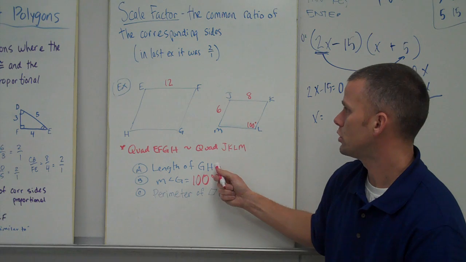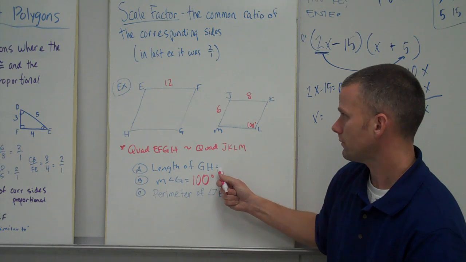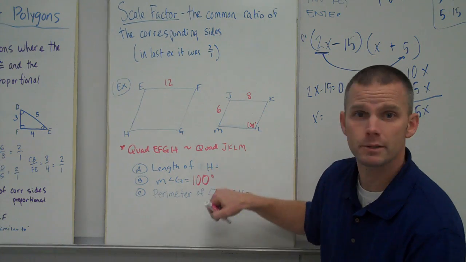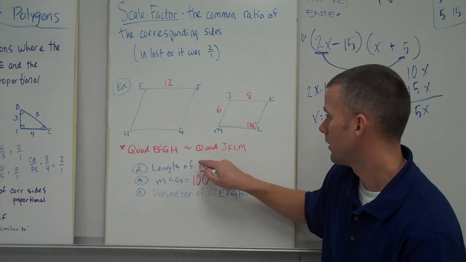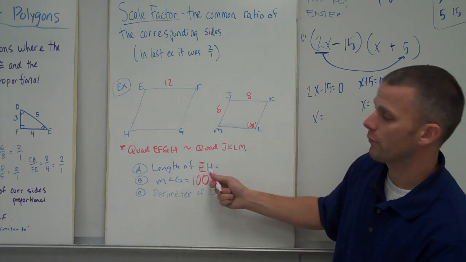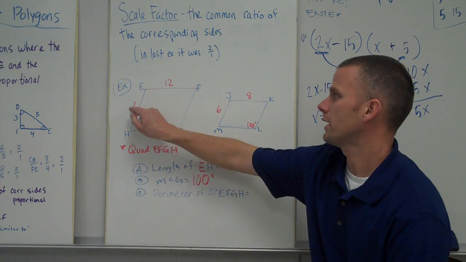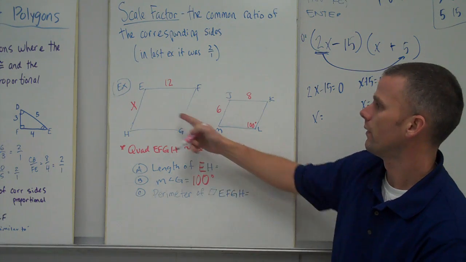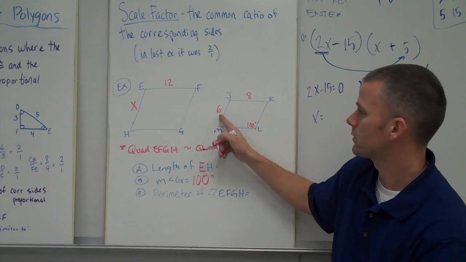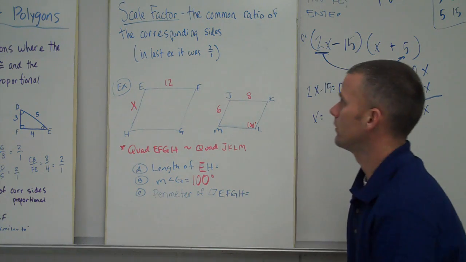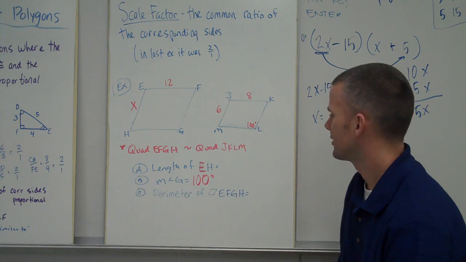What's the length of segment GH? Whoops. I meant to put EH. That's a little bit of a boo-boo on my part. That's okay, we fix it. So segment EH right here, unknown length. The good thing is, though, we know that its corresponding side in the smaller quadrilateral is 6. So I can compare those two sides to each other.